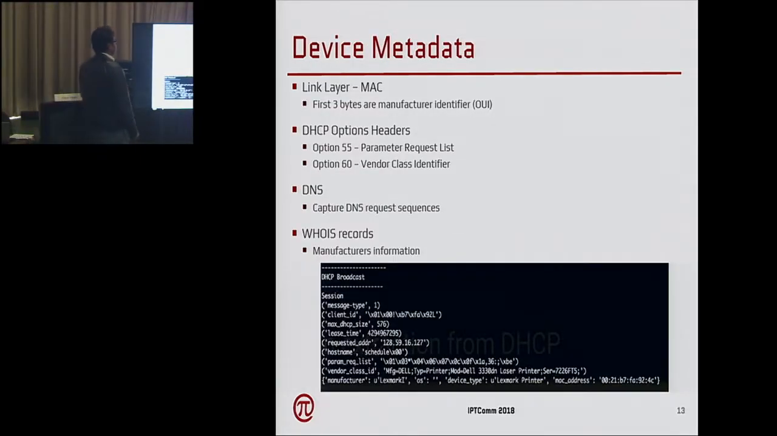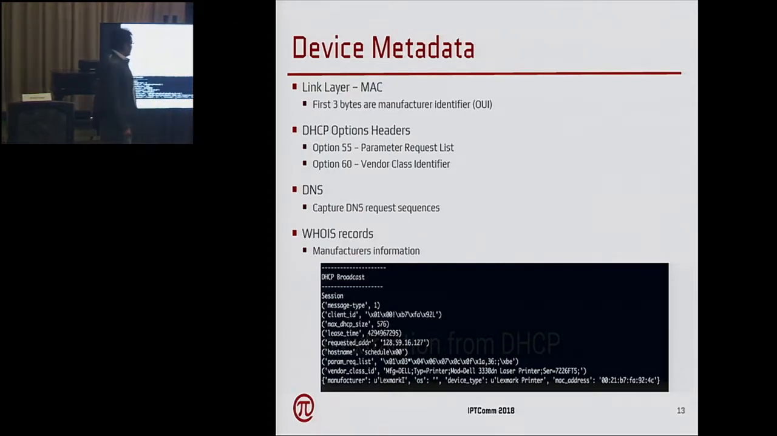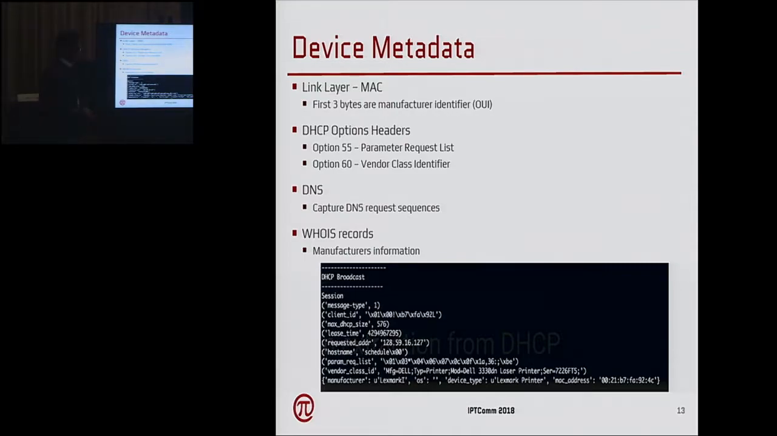So for device metadata, essentially, we use a couple of methods. No single method is actually viable here. So we use basically the link layer itself. With the MAC address, the first 3 bytes give you the manufacturer information. And if you go to the DHCP option headers, you have option 55, which can give you the parameter request list, which the client is asking from the server. And there is option 60, which tells the vendor class identifier. So in the figure, for this particular printer, you can see who the manufacturer is and what kind of device it is. And it can give you the serial number as well.